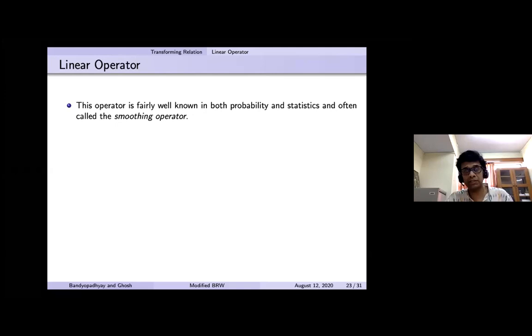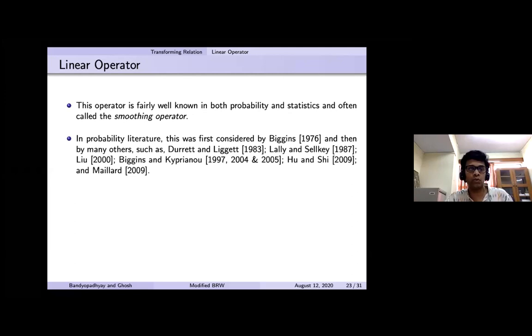And now I'm going to briefly tell you about the literature. There is a lot of literature in probability, beginning in 1976. Then it was studied by Durrett and Liggett in 1983, then again by Lally and Selke in 1987 in their seminal work on the logarithmic probability fluctuations for branching Brownian motion. It was studied in 2000, and then in recent years by Biggins and Kyprianou and many others.